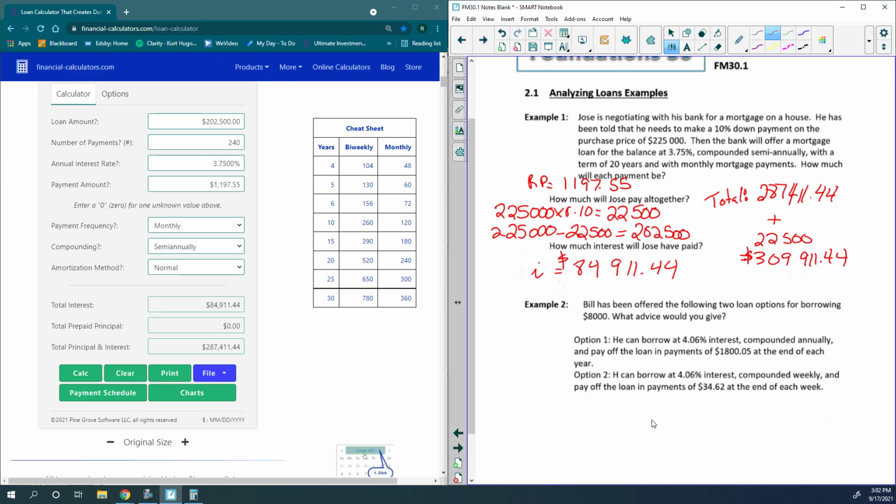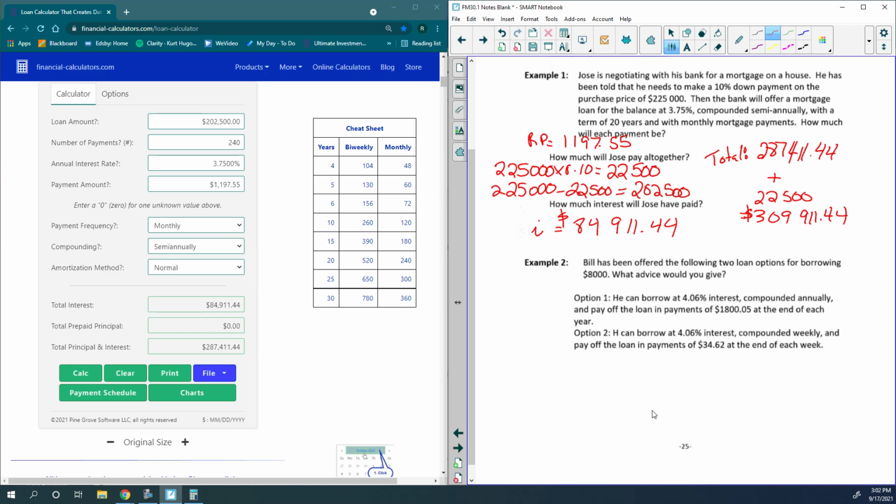And that question's done. So Bill has been offered the following two loan options for borrowing $8,000. What advice would you give him? So he's got his two options. He can borrow at 4.06% interest compounded annually and pay off the loan in payments of $1,800.05 at the end of each year. Or he can borrow at 4.06% interest compounded weekly and pay off the loan in payments of $34.62 at the end of each week.